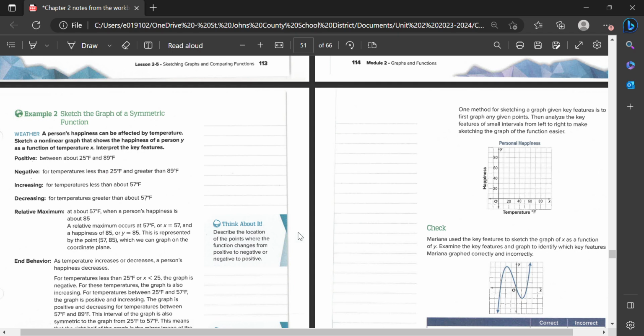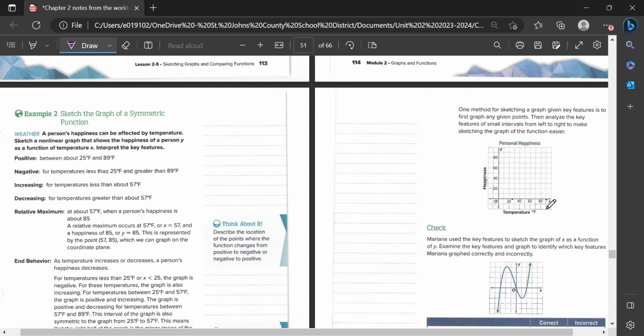So it's positive between 25. So at 25, I will say it's right there. It's in between 25 and this line right here. And then 89, we can say, is right before this line right here.